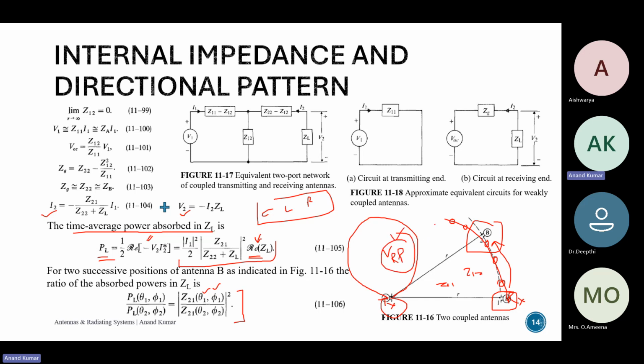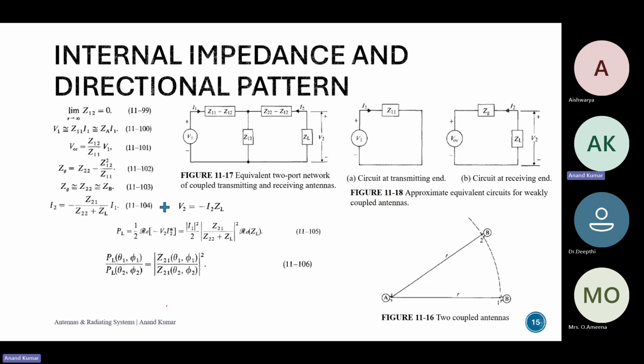So this is the directional pattern which we could achieve if we keep the transmitter fixed and keep moving the receiving antenna around it. We can get the directional pattern for the antenna, and find out in which direction the radiation is maximum, which direction the radiation is minimum, where the nulls are, where the side lobes are. So by using this we can get the directional pattern.